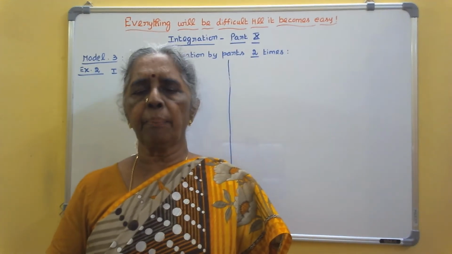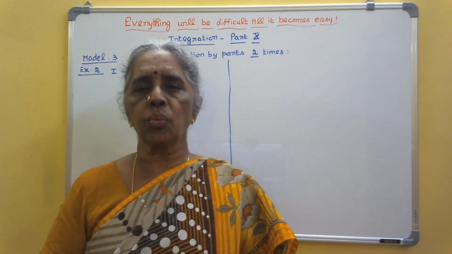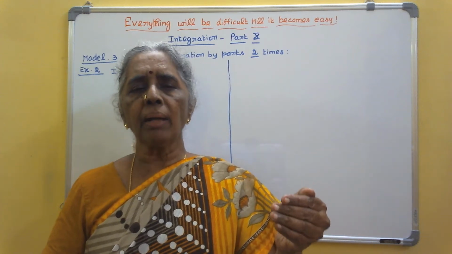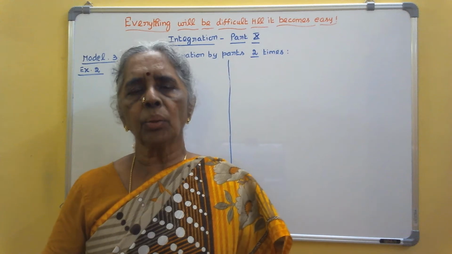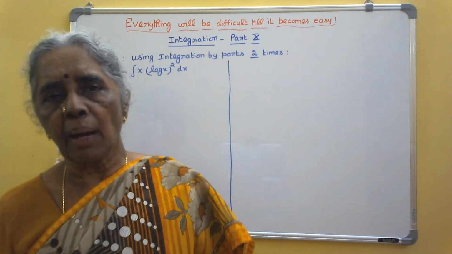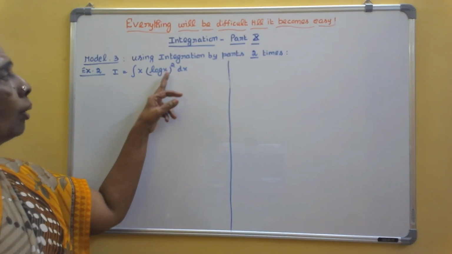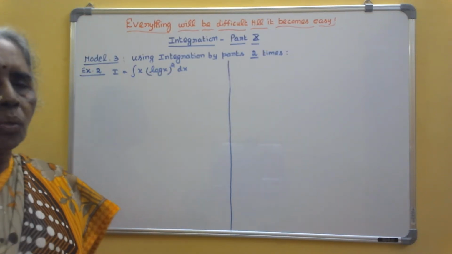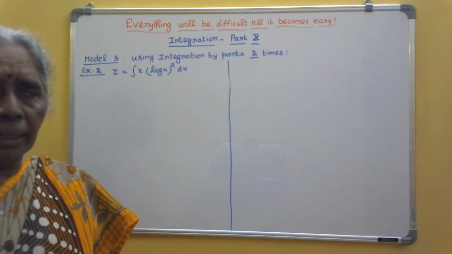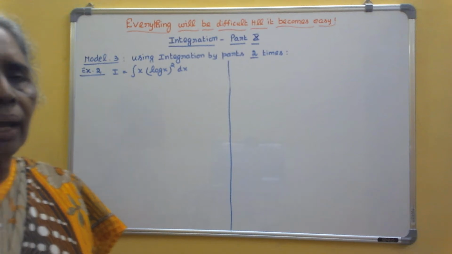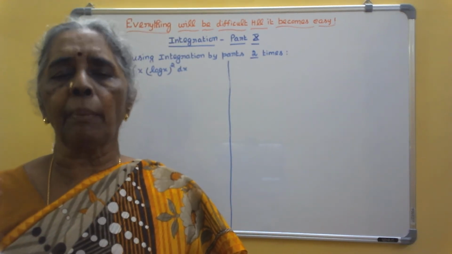In the first example, we had the integrand as sin inverse x the whole square, and in the vdu part, you got another product of two things and then you proceeded further. See the example 2 here. I is equal to integral x log x the whole squared dx. So in the starting itself, you have two different functions. X is an algebraic function and that log x the whole square, that part is a logarithmic function.